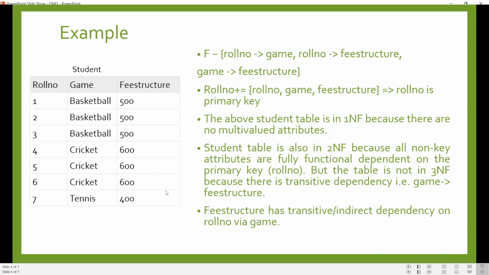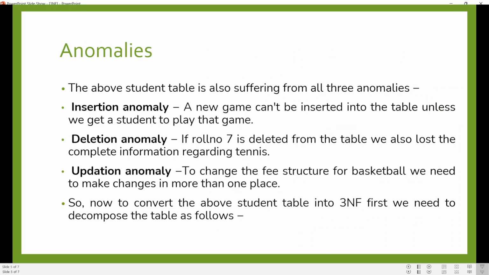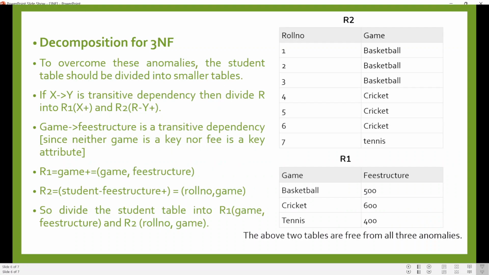So we need to normalize this relation, and we have to put it in third normal form. How can we make this relation into third normal form? Because we already know that it is in second normal form. Second normal form means it is already in first normal form. Now we need to convert this one into third normal form. So what we have to do is decompose the relation. How will we decompose the relation?